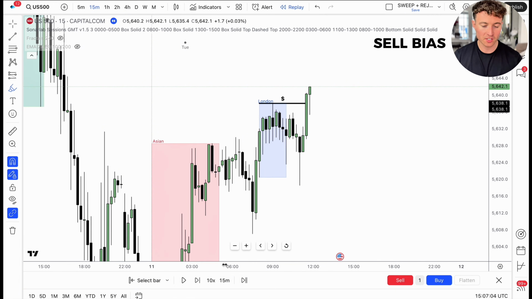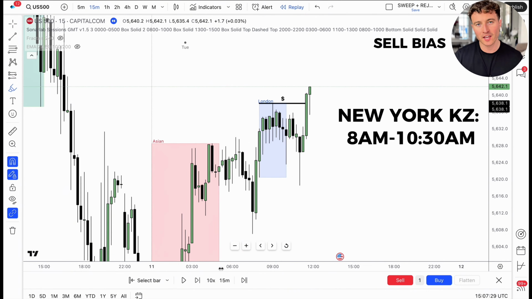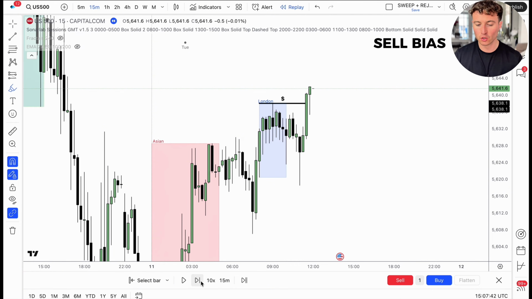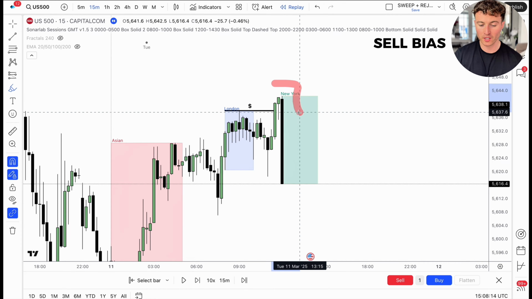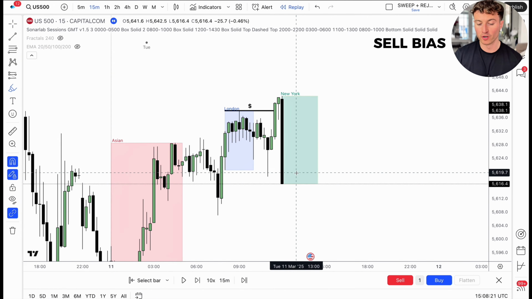And so the next step is our confirmation. All that we're waiting for is the New York kill zone. And the New York kill zone is between 8 a.m. and 10:30 a.m. This is New York time. So we're waiting for a bearish confirmation during our kill zone. And you can see right here, this is the start of our kill zone and we get our bearish confirmation.